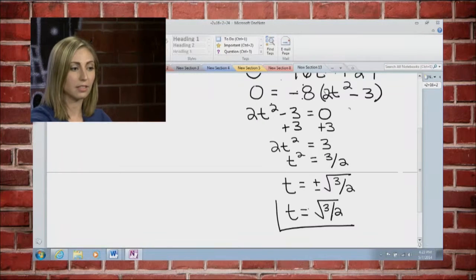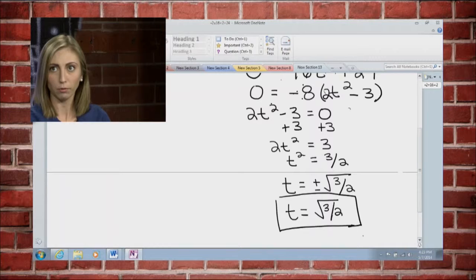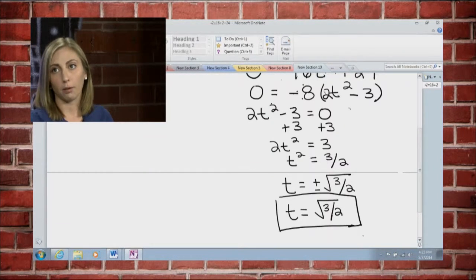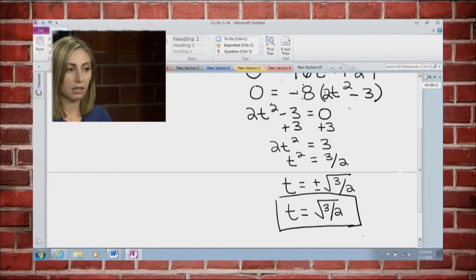Now, since they asked in seconds, and we don't talk about seconds in square root, you of course would want to actually calculate this and find out exactly what it equals. But this is how you solve it: you set that height equal to 0 and then solve for t, and then use answers that are reasonable answers.